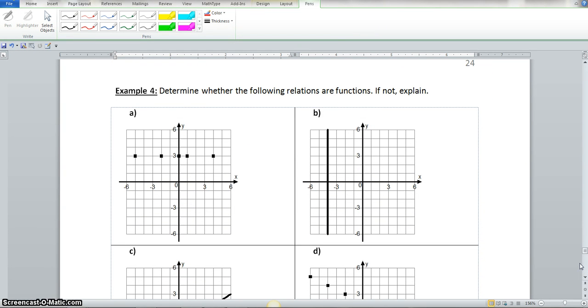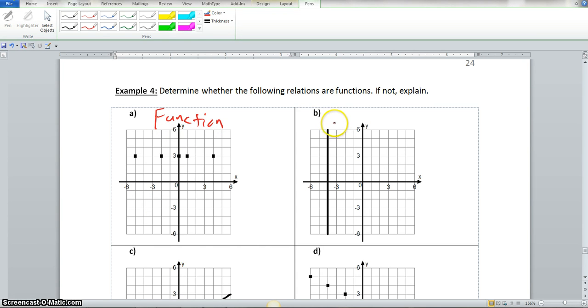Now we scroll here to the next page. It says determine whether the following relations are functions. If not, explain. Now if you look here, we have all of these points. We do not have 2 points that have the same x value. So this is a function.